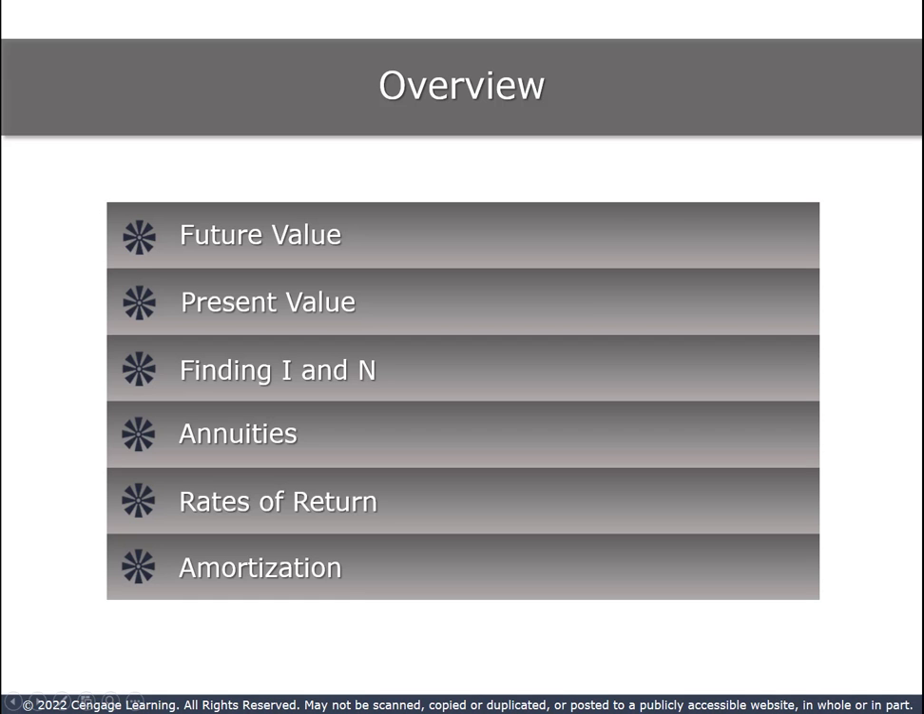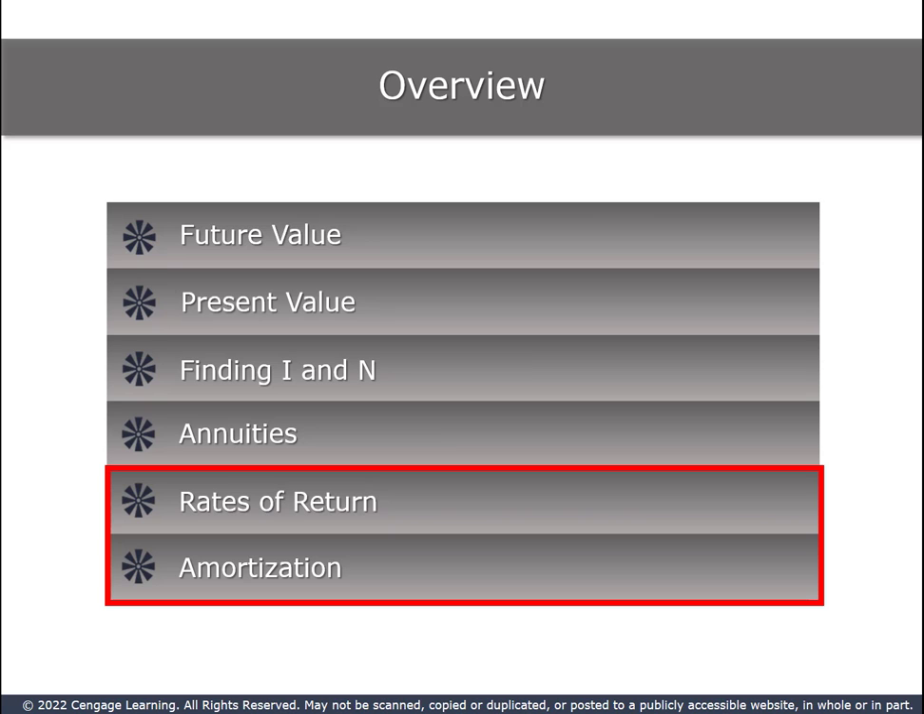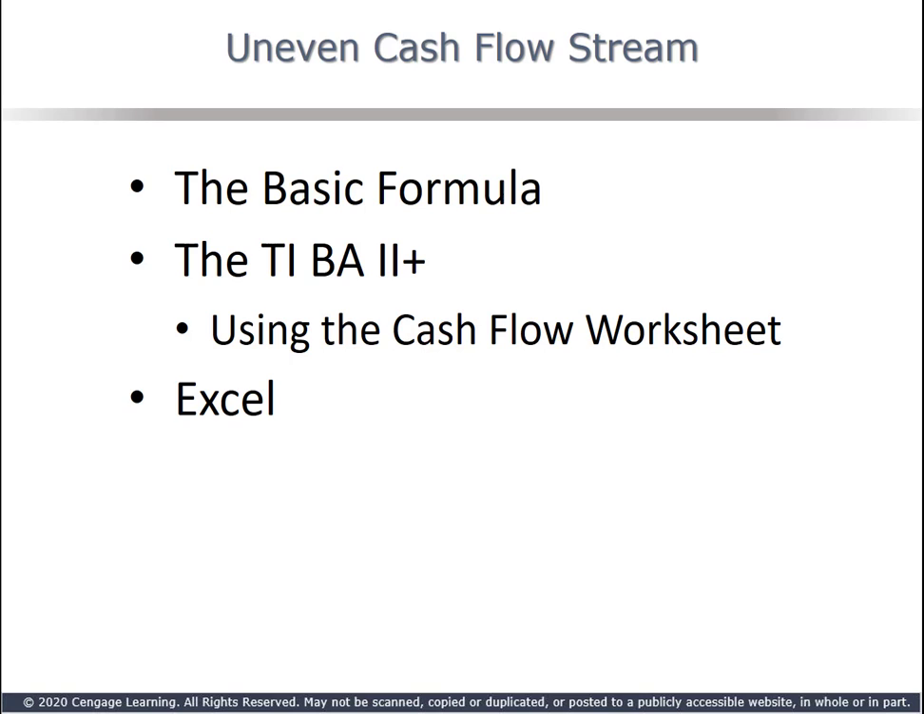In this final part of Chapter 5, we'll cover dealing with uneven cash flow streams, various formats of rates of return, and loan amortizations. We saw in Part A what an uneven cash flow stream looks like with the values placed on a timeline. We can solve uneven cash flow streams in several ways, using the basic formula and solving more or less by hand, using the TI Business Analyst 2+, using the TVM keys, or using the cash flow worksheet, or using Excel. And we'll look at all of these.